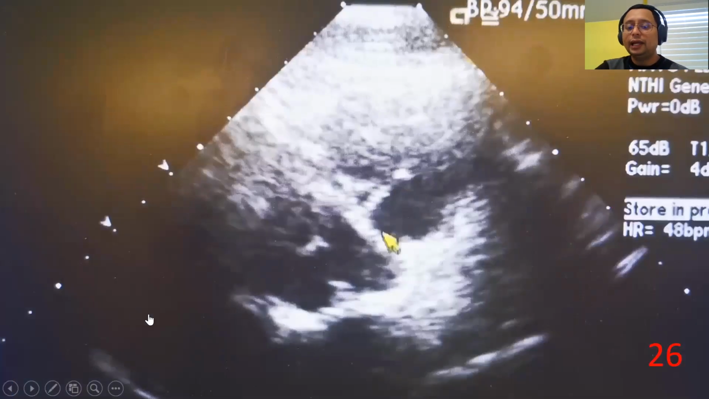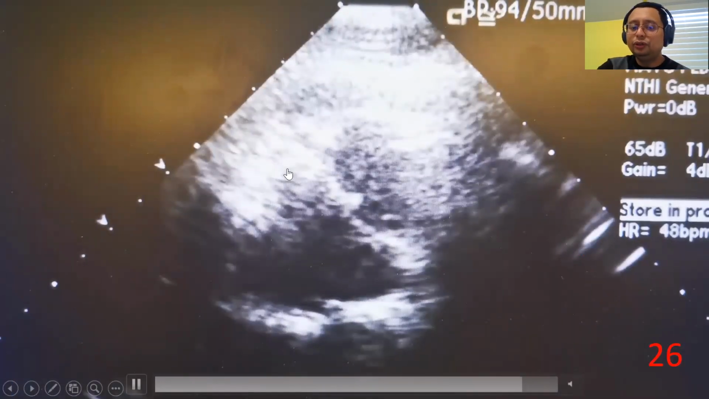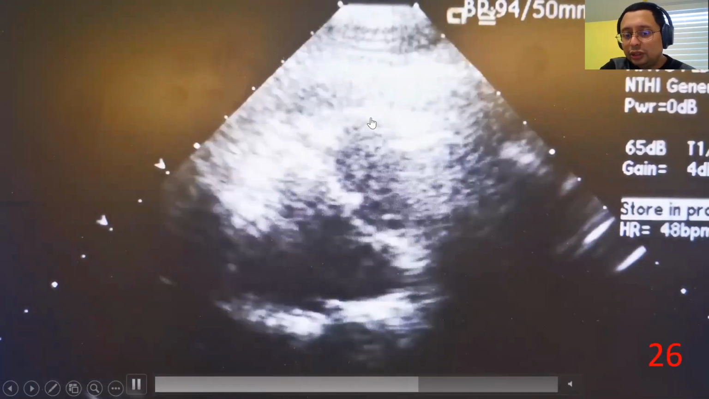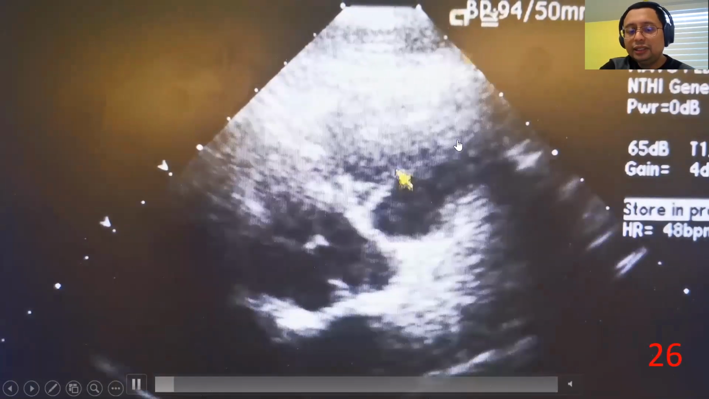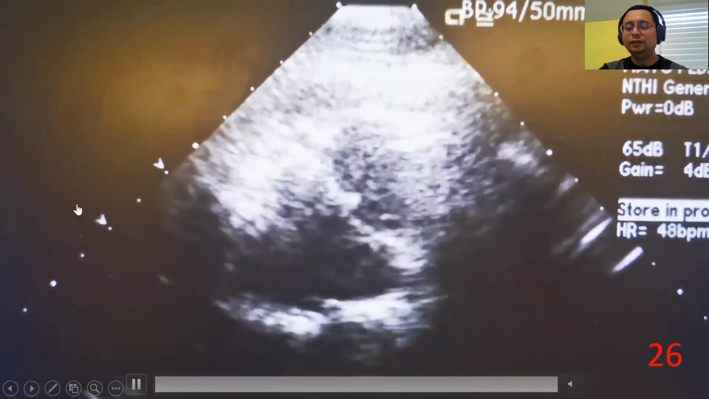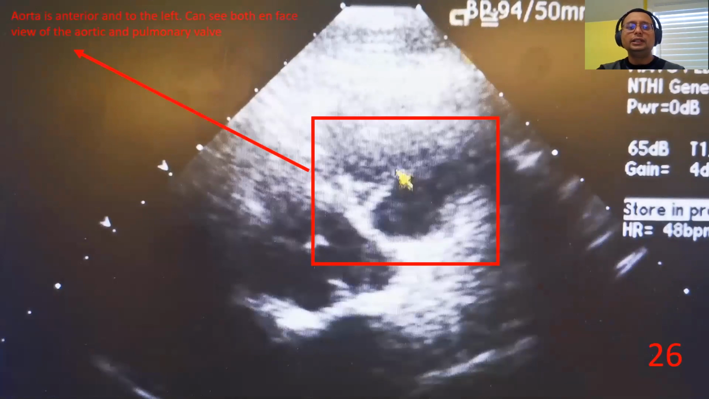And you can see on the fast view, this is the aorta, anterior and to the left, and this is the pulmonary artery. If you see the aorta anterior and to the left, that is usually L-TGA. If you see the aorta anterior and to the right, that is D-transposition of the great arteries. Whenever you have L-TGA, you have atrioventricular and also ventriculoarterial discordance.